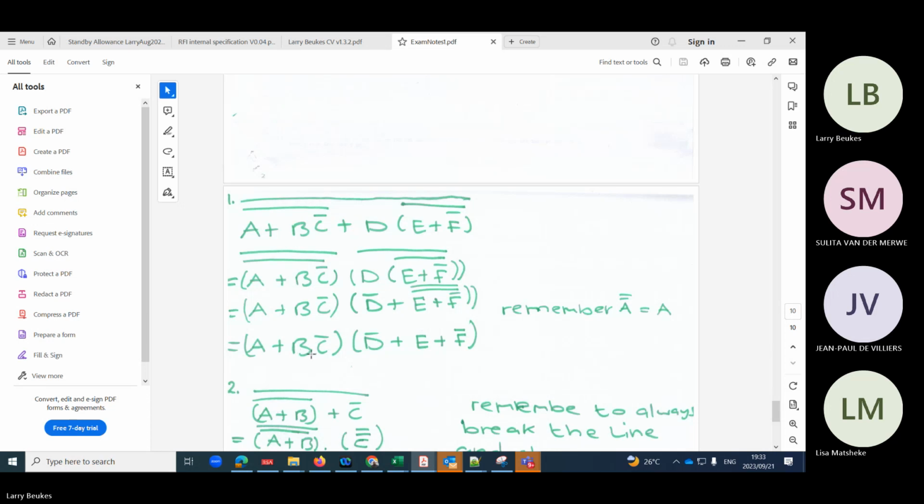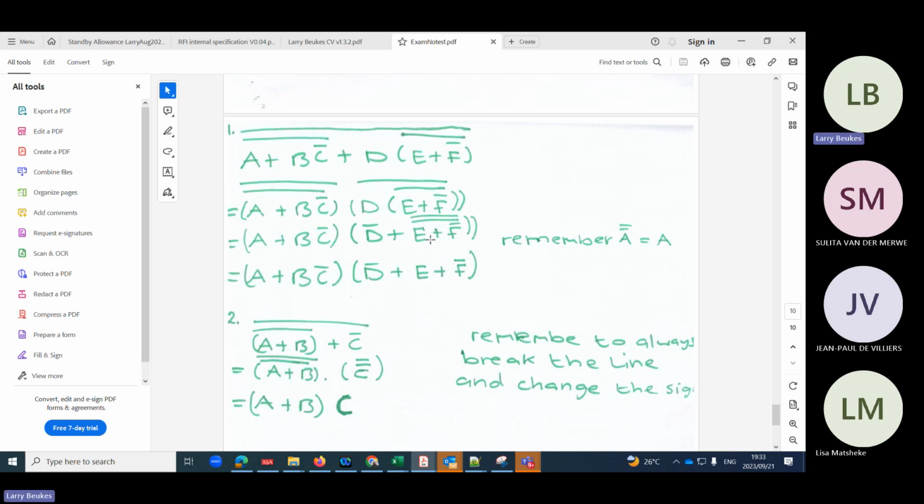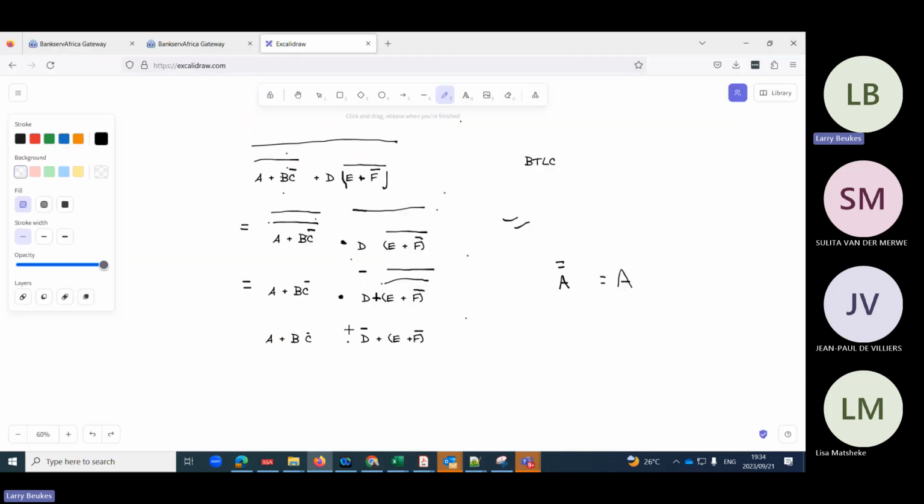Where is that? It's here. Okay, let's see. E plus F not. We had F, we had D naught plus E F. No, we can't simplify any further. Let me go back to it. So this is basically our final answer.